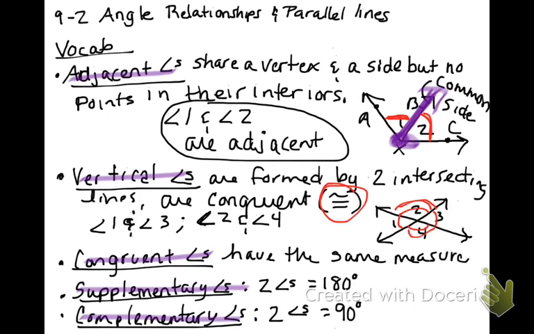Okay, supplementary angles are two angles that equal 180 degrees. They do not have to be attached to each other. They just have to add up to 180 degrees altogether. Okay, you can have two separate ones, or you can have one line that's the same, and that's 180 degrees.